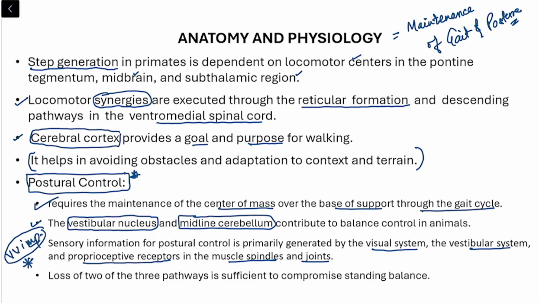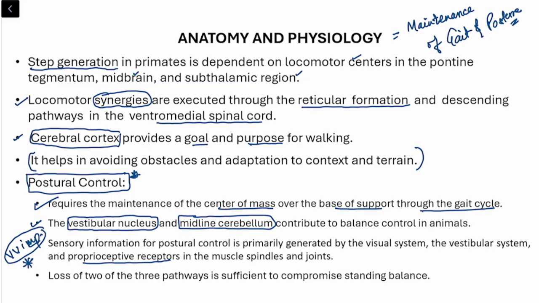So the cerebellum will gather this information, and it will coordinate this information, and it will tell the muscles to gain a certain posture. But what happens is that if there is loss of two out of these three pathways, right? What are the three pathways?